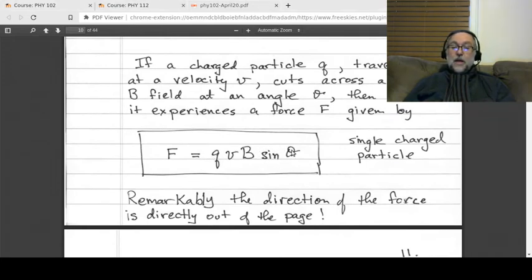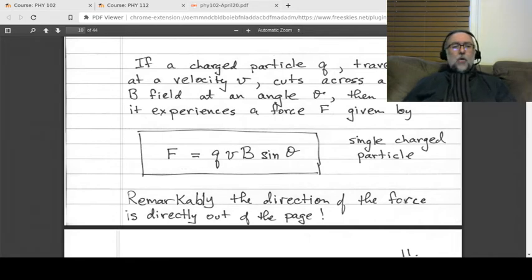So once again, when the charged particle cuts directly across the B field at 90 degrees, that's when you get your maximum F. When it's either along it or in the opposite direction, then you're going to get sine of 0, sine of 180, which is 0, and you're not going to get any force. By the way, we saw this earlier in the course with torques. So this is kind of similar to torques.